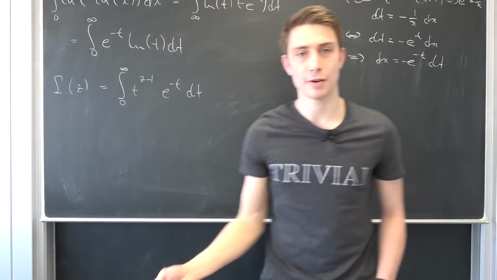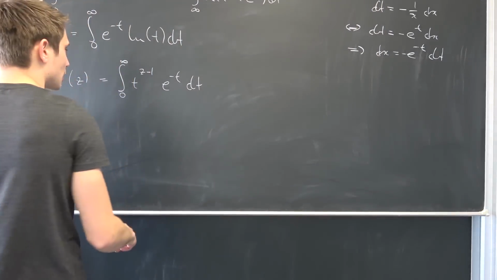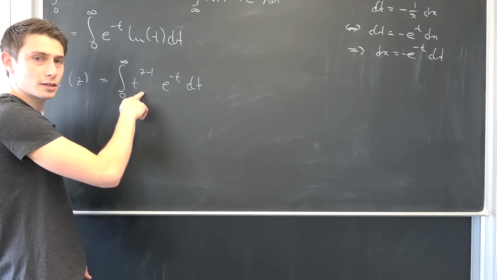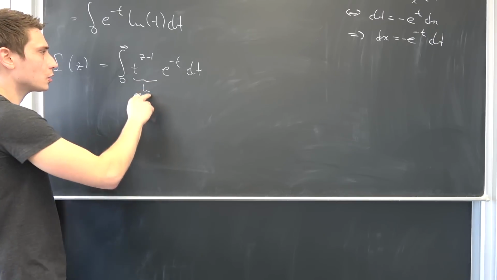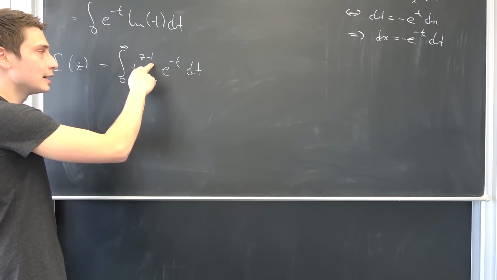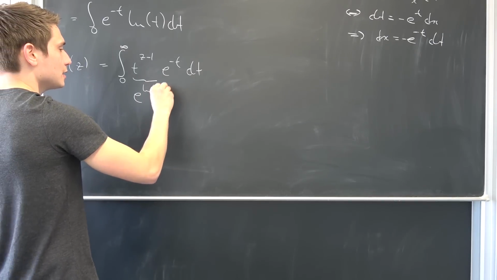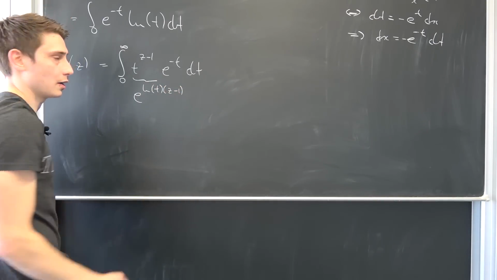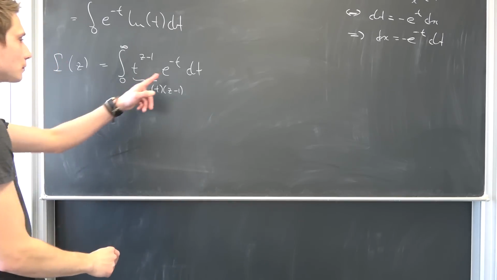And now we are going to differentiate both sides with respect to z. And for this purpose I would like to consider this t to the z minus 1 as nothing but e to the natural log of t to the z minus 1. We can bring the z minus 1 to the outside. So this is nothing but e to the natural log of t times z minus 1. Okay? That's the same expression, it's completely the same.